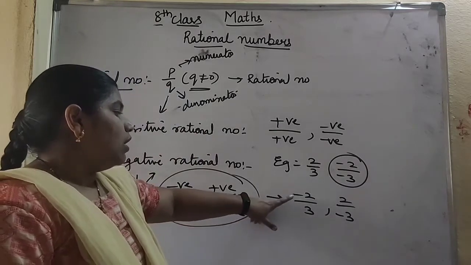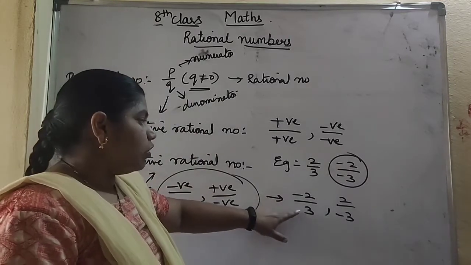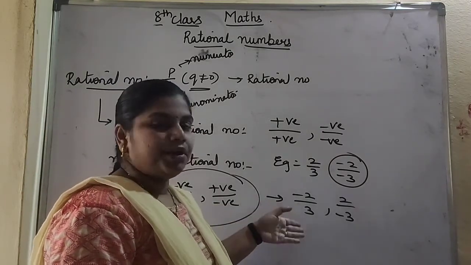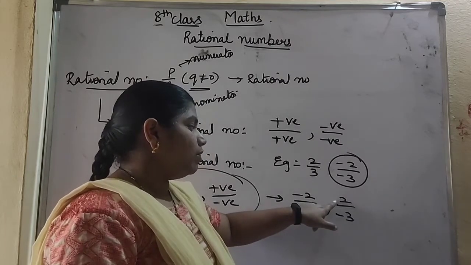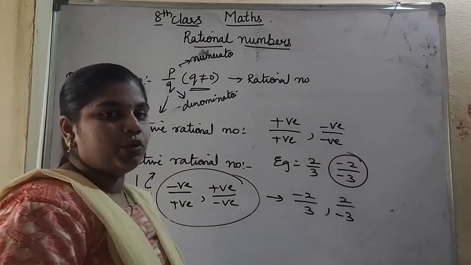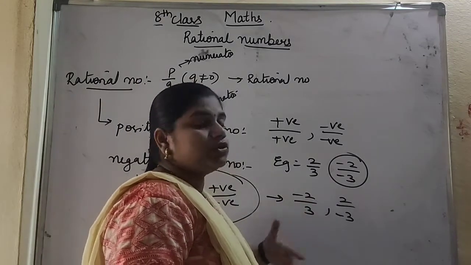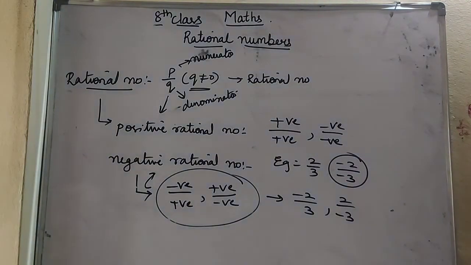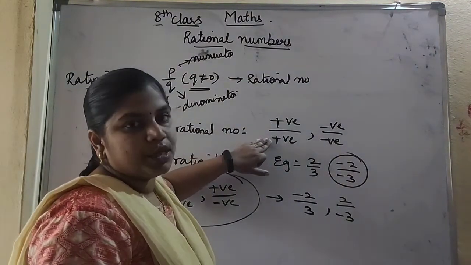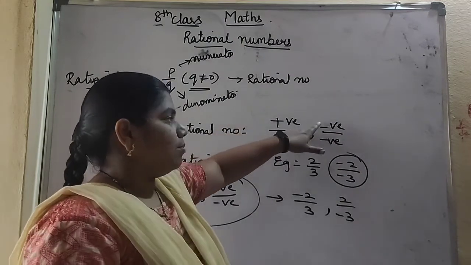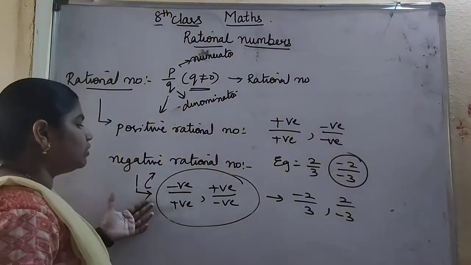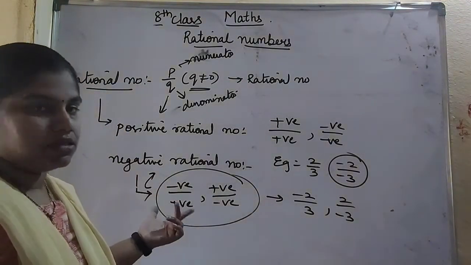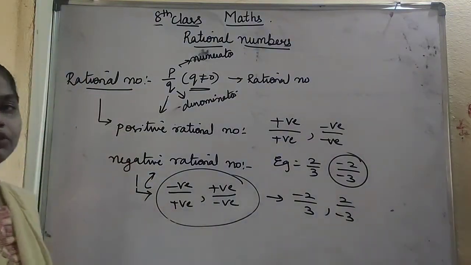If you see here, in the numerator you have the negative sign and in the denominator you have the positive sign. So these are two different signs in the numerator and denominator. In the same way, here the numerator value is positive and the denominator value is negative. So here also 2 by minus 3 is a negative rational number. So positive rational numbers mean the numerator and denominator should have the same sign, that is plus by plus, minus by minus. In the same way, negative rational numbers mean the numerator and denominator should have opposite signs. Then only we will call them negative rational numbers.